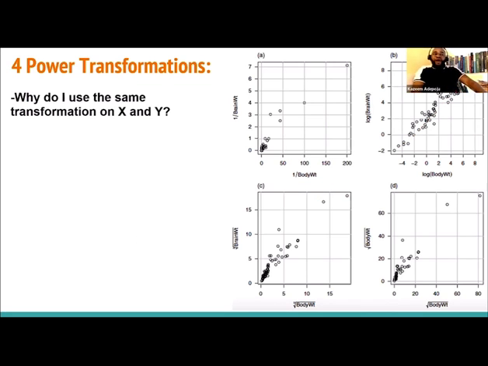Now, the log transformation actually works right here. So why do I use the same transformation on X and Y? That's another question. I log Y, I also log X, because the two of them have to do with weight. We're talking about brain weight and body weight. They have the same unit.